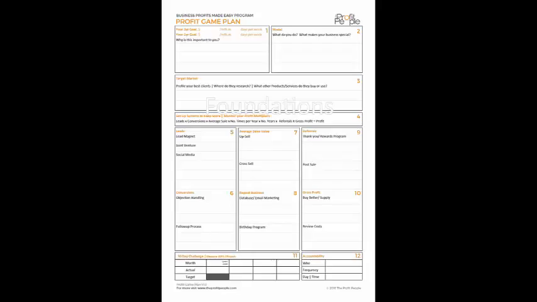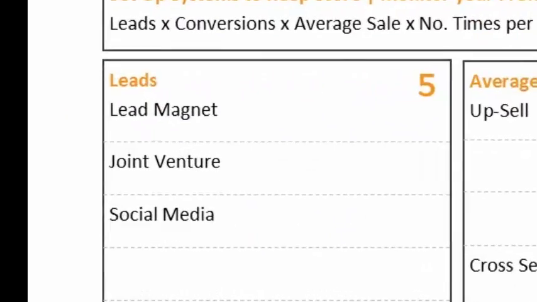So now with all your foundations in place, we're in a great place to start working on each of the 7 profit multipliers. So let's start with leads, item 5. The first thing I'd like to talk about is the lead magnet. This is like the bait for fishing. What type of bait are you going to use to catch your ideal client?